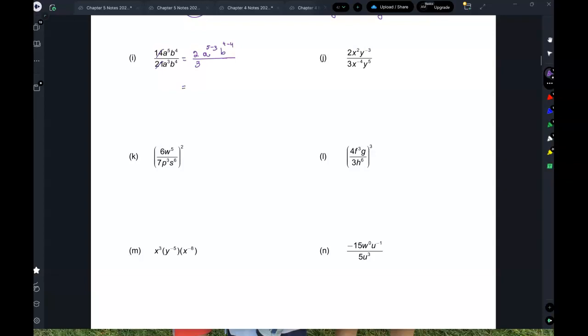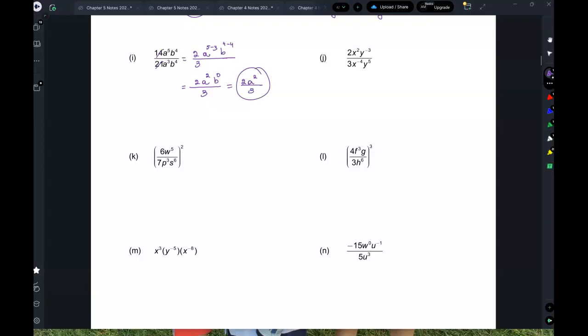So let's simplify this. I have a 2 on top, A to the what? 2. And B to the 0, all over 3. And what's B to the 0? 1. So you ignore it. So it becomes 2A squared over 3.